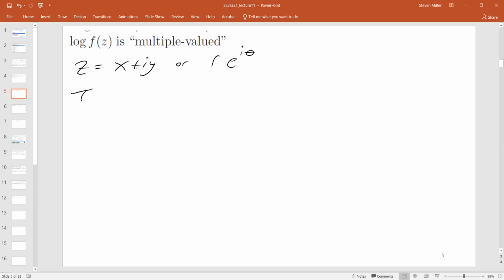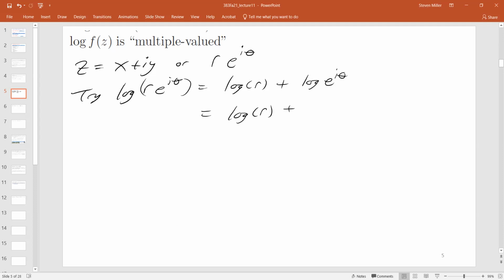So maybe let's try: the log of r e to the i theta is the log of r plus the log of e to the i theta. And then just using the fact that we have an e, what would you decide to have the log of e to the i theta be?